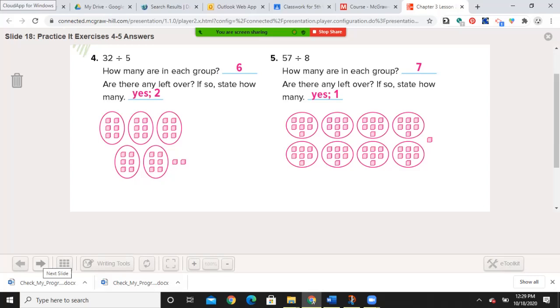So this drawing it out strategy works as an intermediary step, but it's not something you're going to want to do forever and ever when it comes to division. It's good for understanding division, not good for doing big division problems.